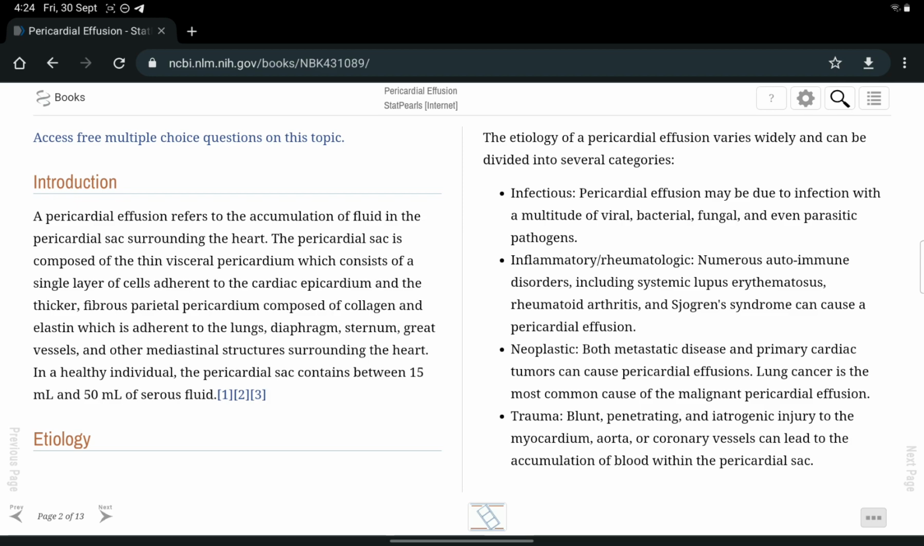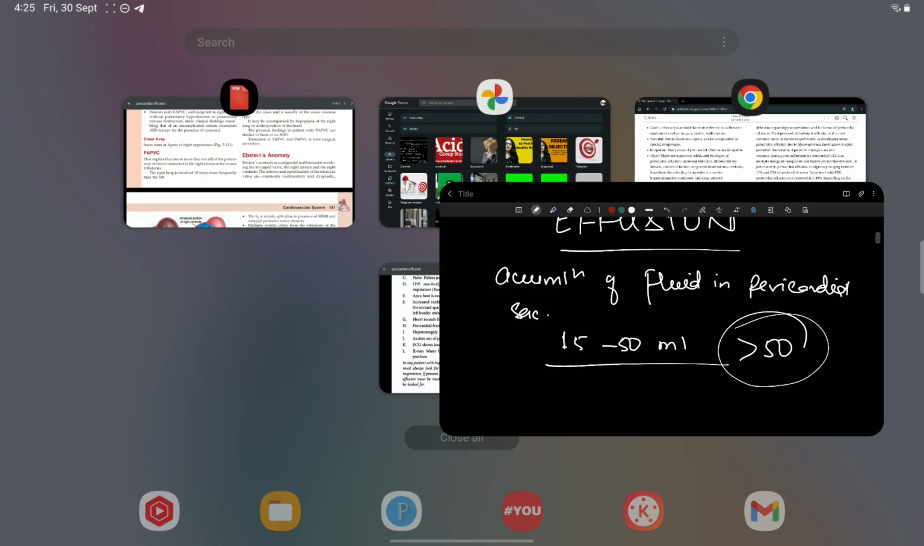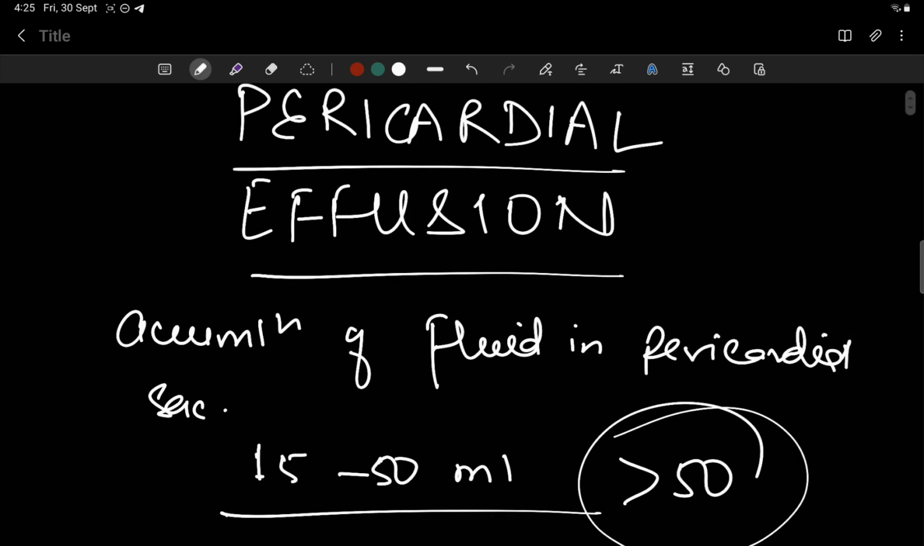Okay, if you are having any injury or trauma, that is blunt trauma, it causes the accumulation of blood within the pericardial sac, and if the blood is accumulating, it is called hemopericardium. Okay, next is post myocardial infarction. Then it is going to result in pericardial effusion. These are some major causes, and moving on to the clinical features.